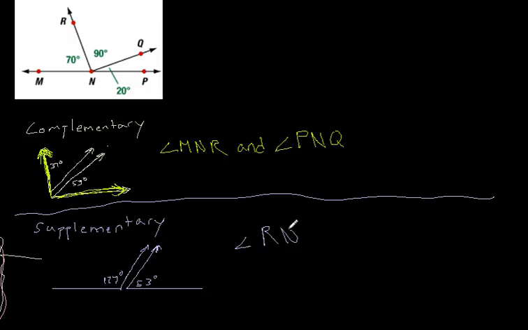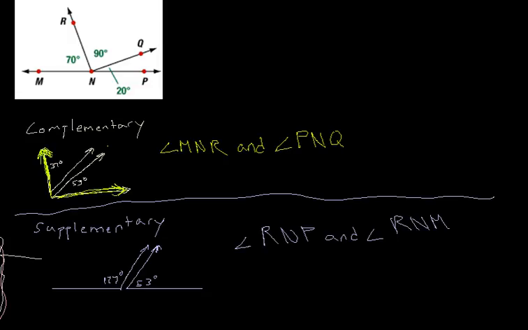RNP and angle MNR. Or I could say RNM. Let's do that. Angle RNM are supplementary angles because they form to make 180 degrees.